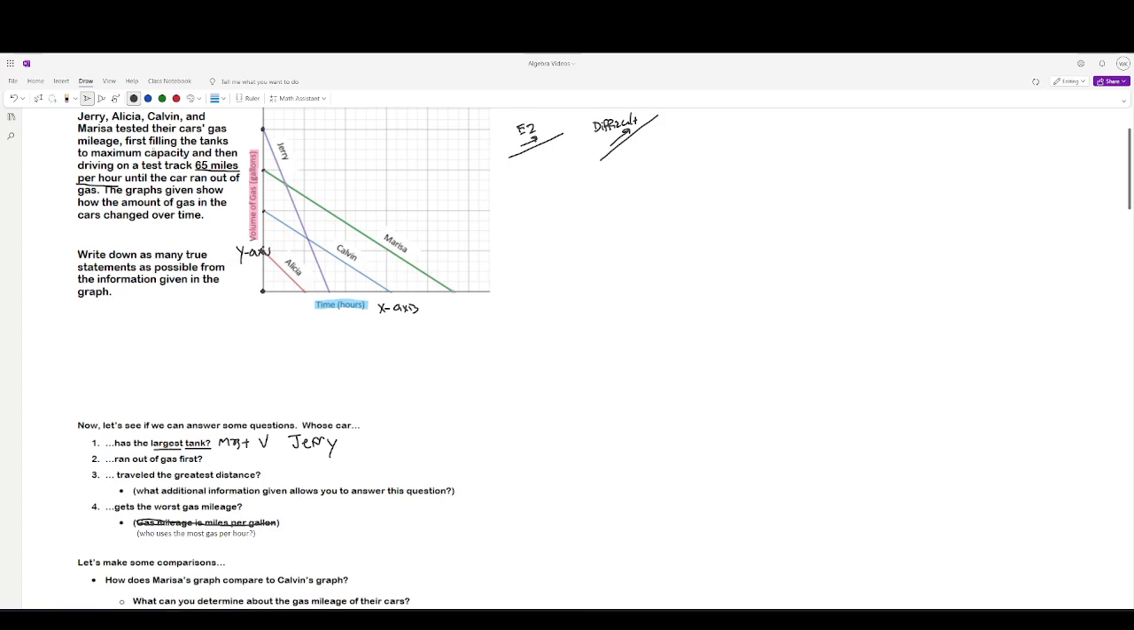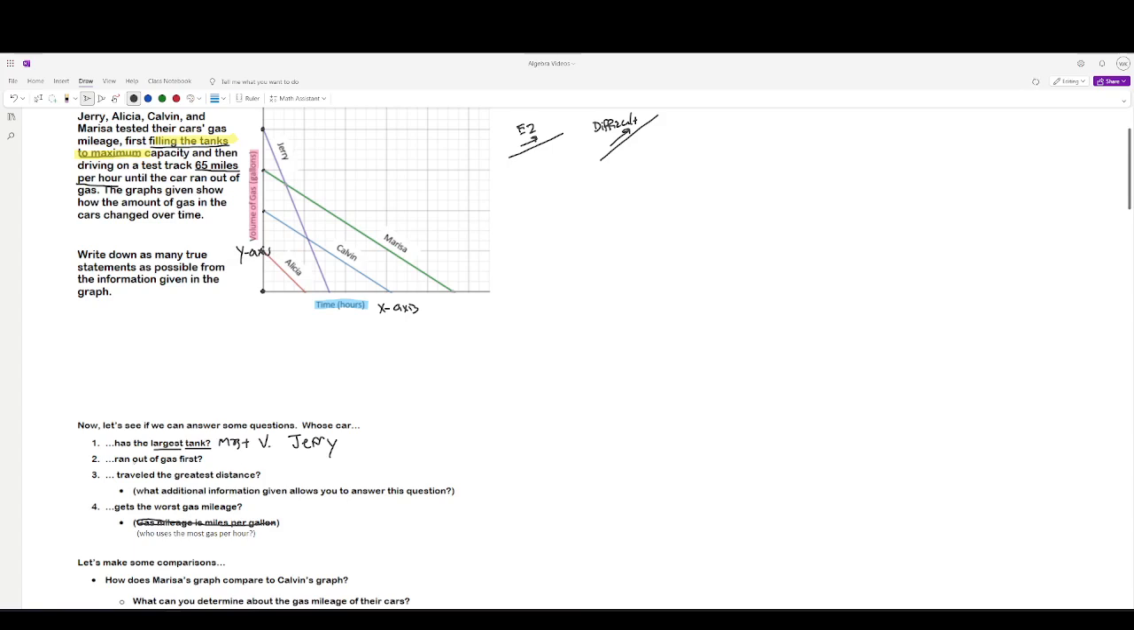We know that because the story said filling the tanks to maximum. So I should be using a highlighter for that. So filling the tanks to maximum means that the amount they started with must be the amount their tank holds. So Jerry has the largest tank.